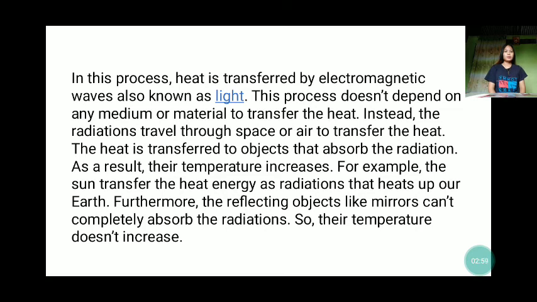As a result, their temperature increases. For example, the sun transfers its heat energy as radiations that heat up our Earth. Furthermore, reflecting objects like mirrors do not absorb the radiations, so their temperature doesn't increase.